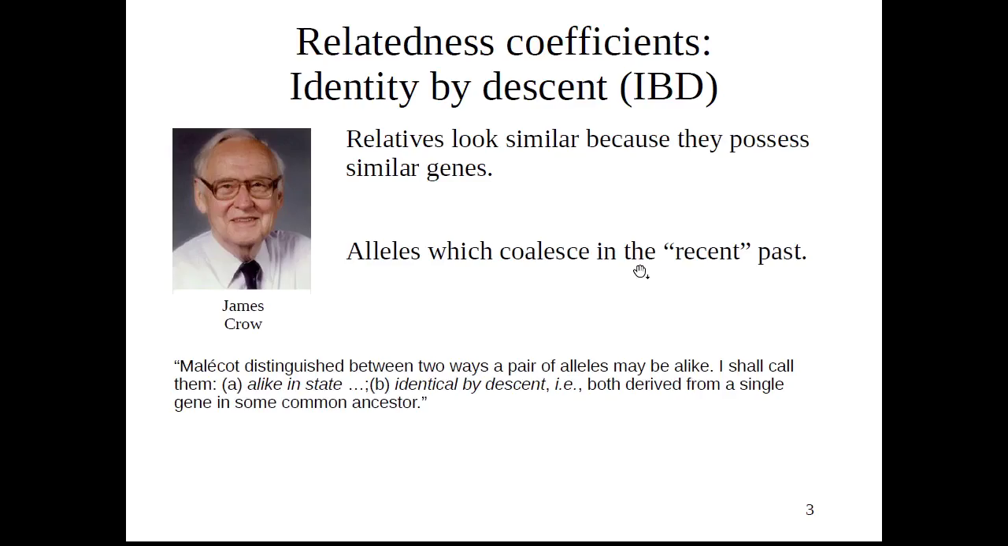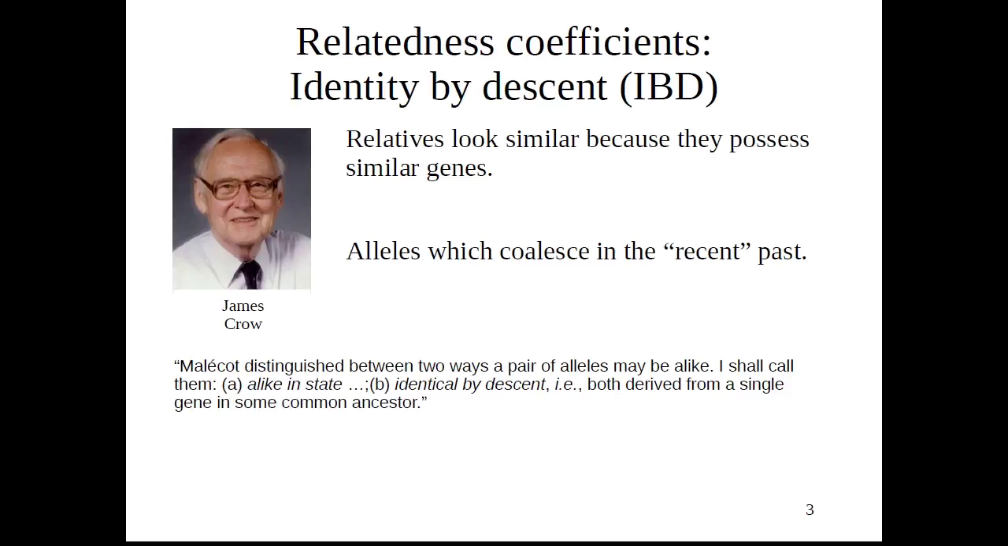Okay, so just imagine you have some population of organisms that vary for some quantitative traits, such as size, and you're interested in describing the amount of this variation which is due to genetic factors and the amount which is due to environmental factors. So if genetic factors contribute to this phenotype, then you'd of course expect relatives to look similar because they possess similar genes.